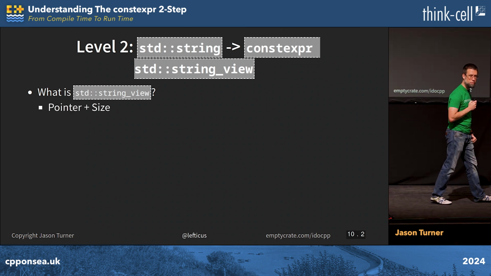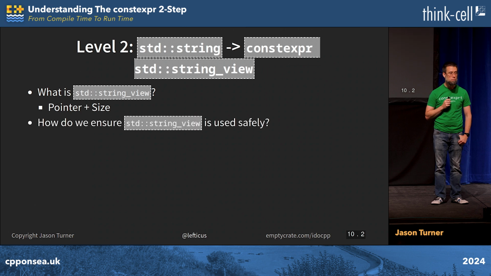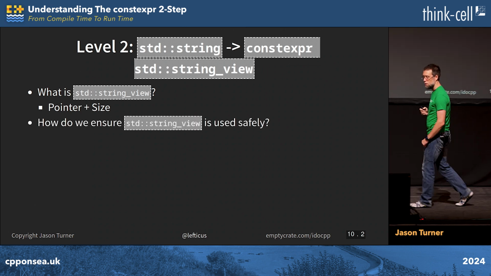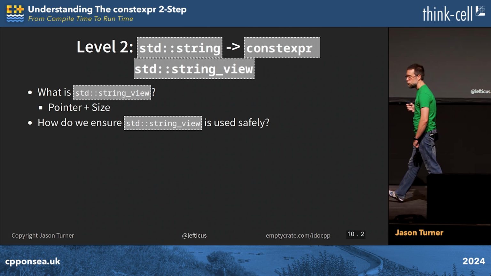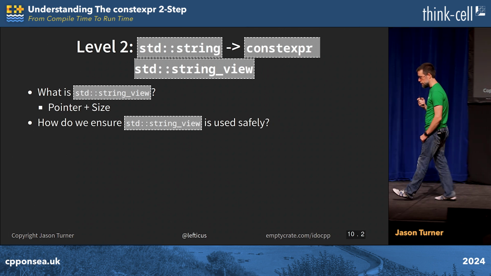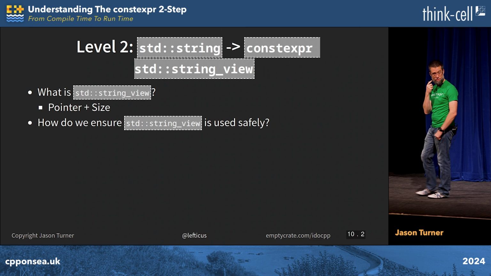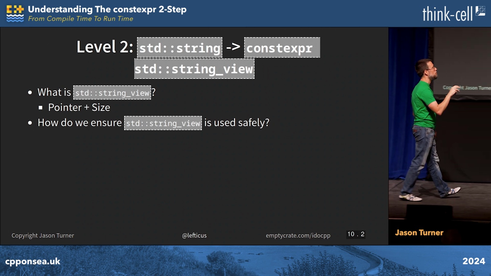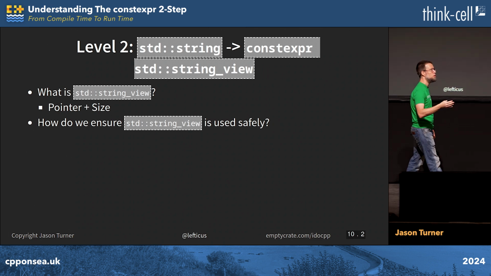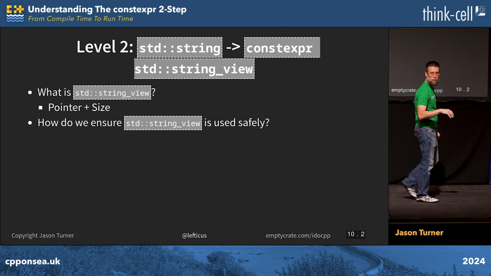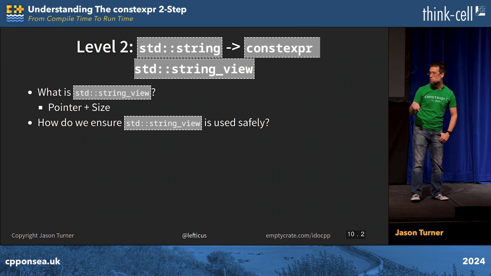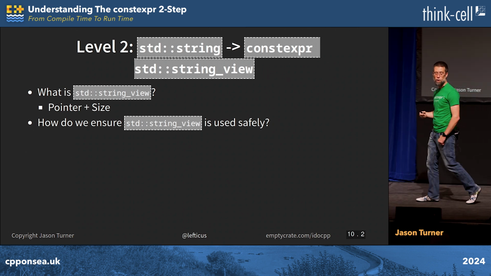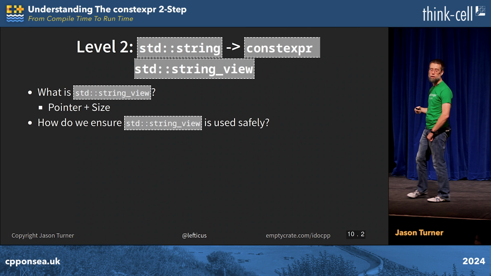What is a string view? Fundamentally, a pointer and a size. How do I ensure that my string view is used safely? Well, pass by value is more about using it efficiently than using it safely. A more fundamental problem. Do not store it? No, I want to store it. That's the whole point of this talk.